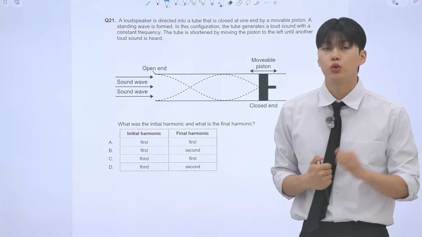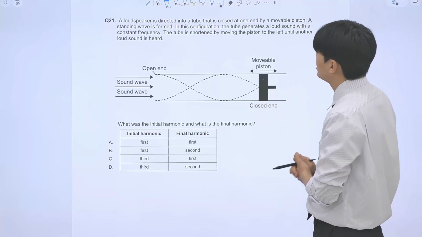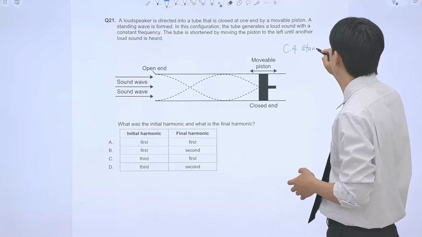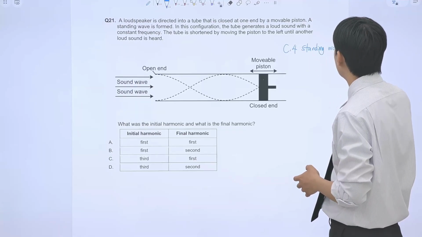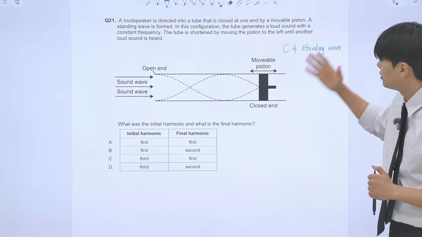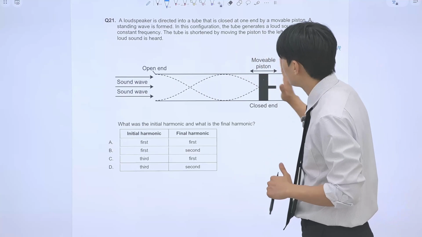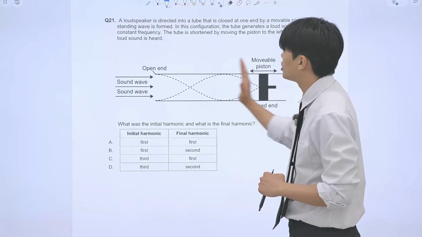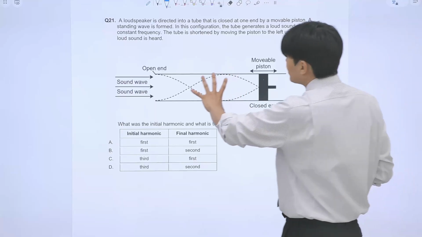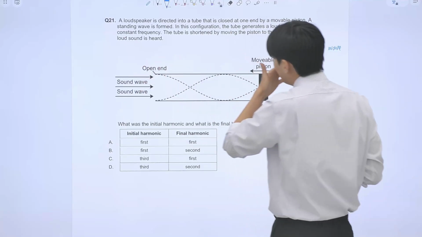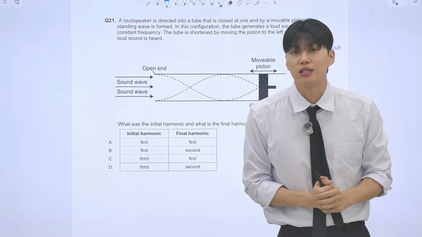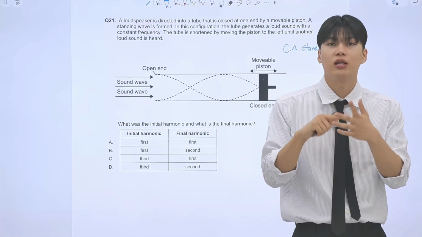Right, next one is question 21. When I see that question and the diagram, I immediately know that's 3.4 standing waves, right? Because you have waves in here and things like that. When you read the question, they said this piston can be moved, and then you can adjust the first harmonic, second harmonic, third harmonic, something like that. And when you see the types, it's one open end and one closed end. That's a pretty naughty one, right? Because if you think about two open ends or two closed ends, that's pretty easy, right? They have first harmonic, second harmonic, third harmonic, and so on.